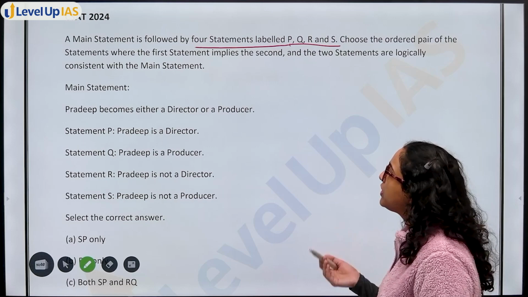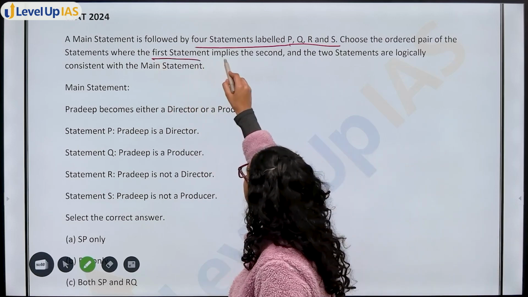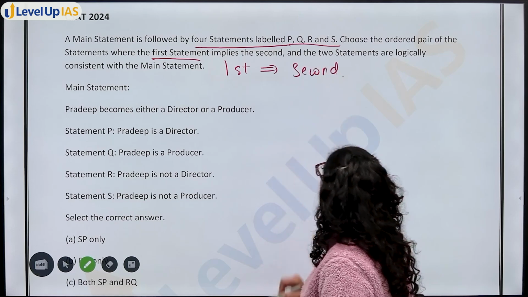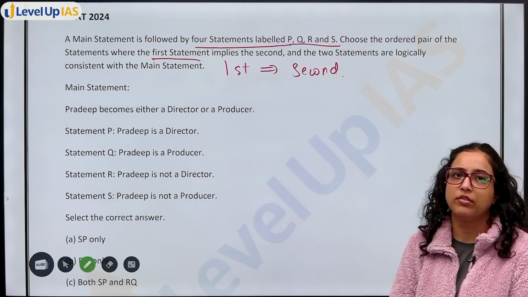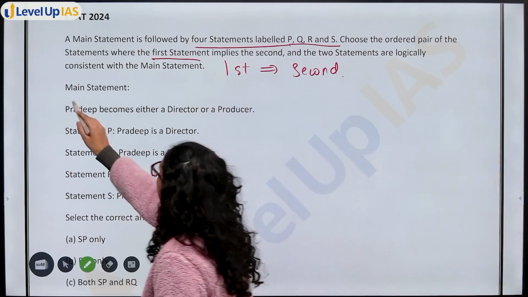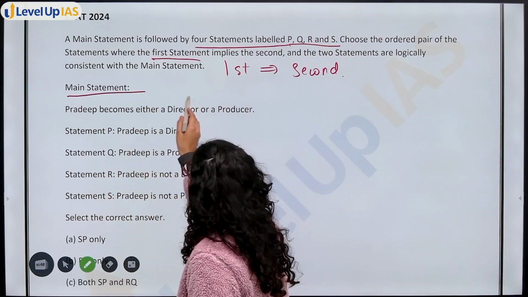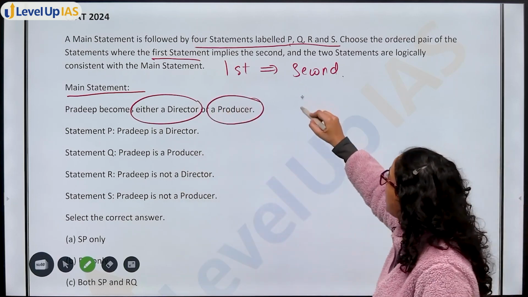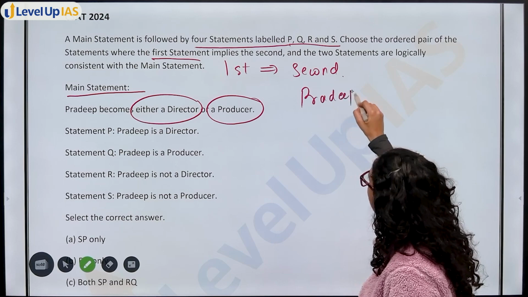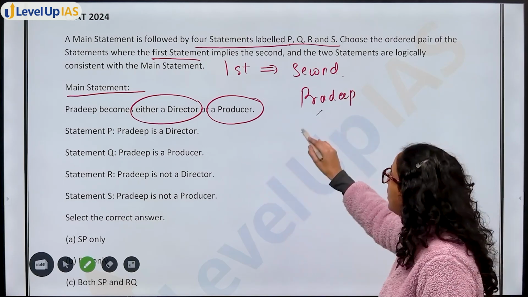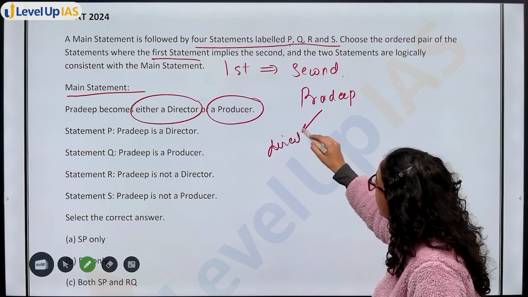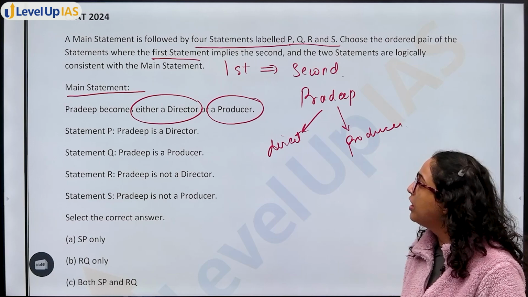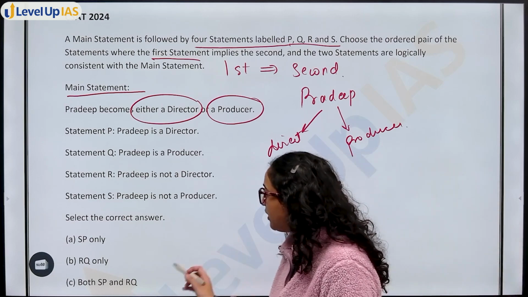Choose the ordered pair of statements where the first statement implies the second, and the 2 statements are logically consistent with the main statement. That means this is your main statement. Pradeep becomes either a director or a producer. What does this mean? Pradeep will become at least one. Either he will become a director, or if he does not become a director, Pradeep will be a producer. Okay. Now you can see from the options also.